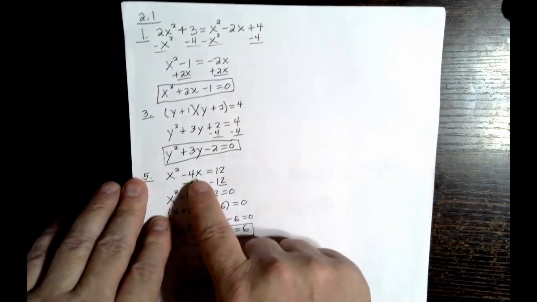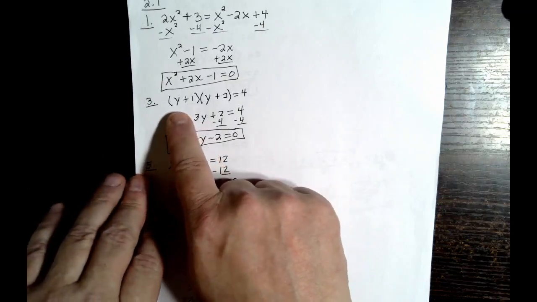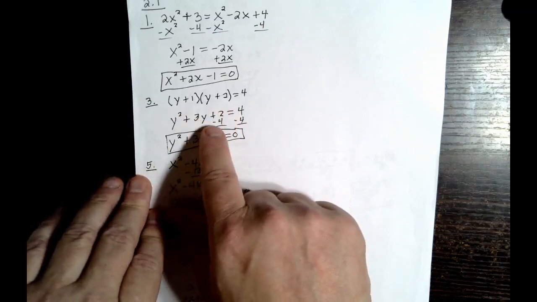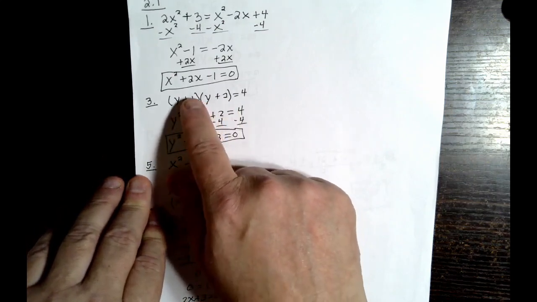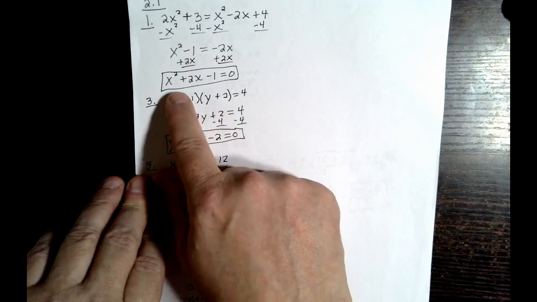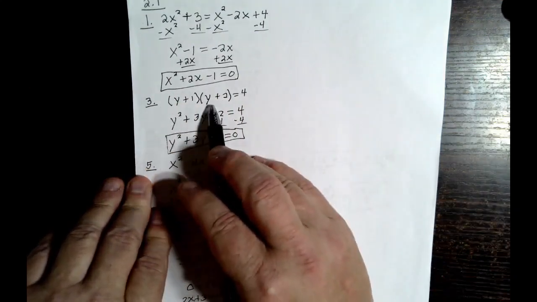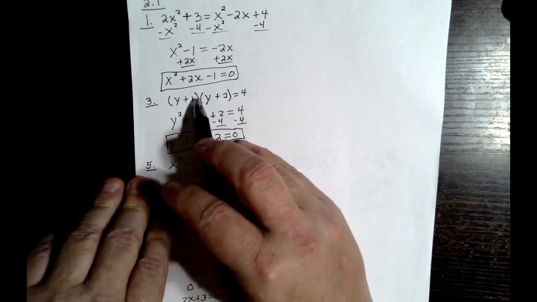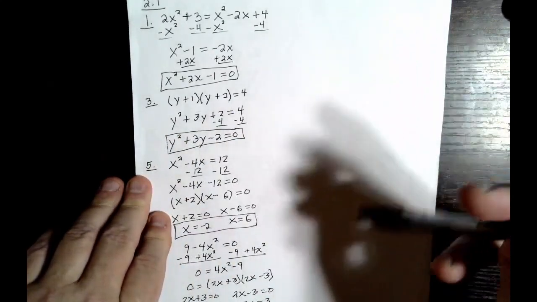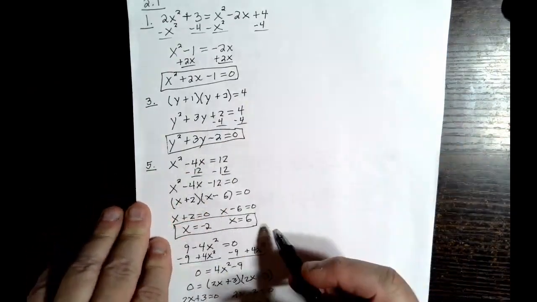That's in generalized form. Number 3, same idea, but you got to multiply all this out. So you get y squared, 2, and your middle term is 1y and 2y. Okay, so you get y squared, 1y plus 2y is 3y, then finally 2. Okay, then subtract 4 and you got it.